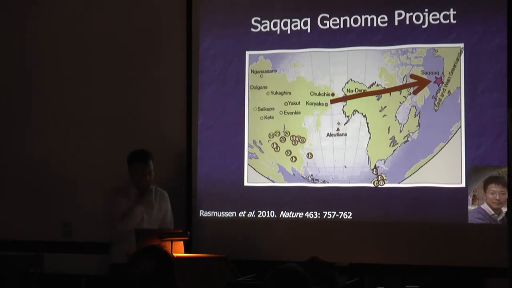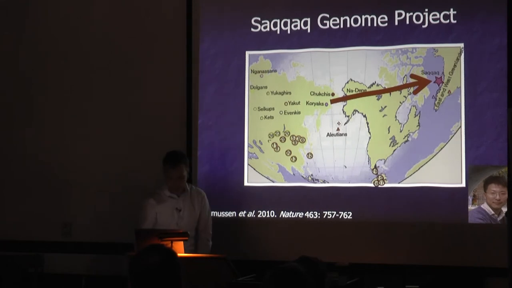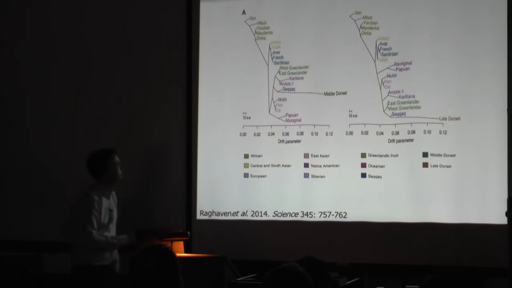Okay, so we kept working on various issues relating to Arctic people for a while. And one of the issues that we were also interested in was the Dorset culture. How did that fit in with this? And here's another way of visualizing some of the results. And this is in terms of a tree.